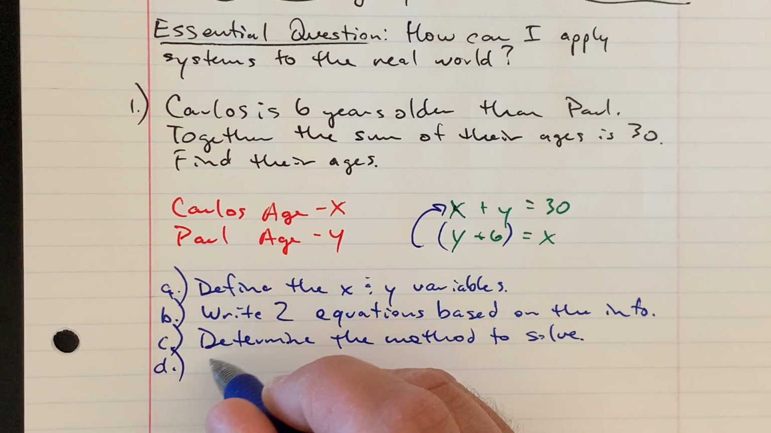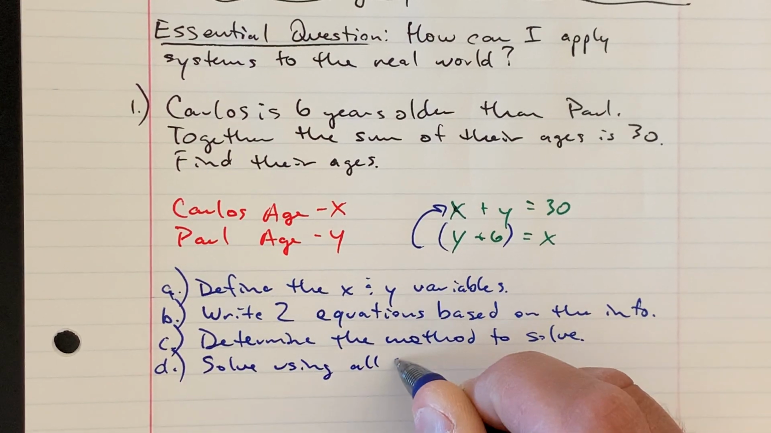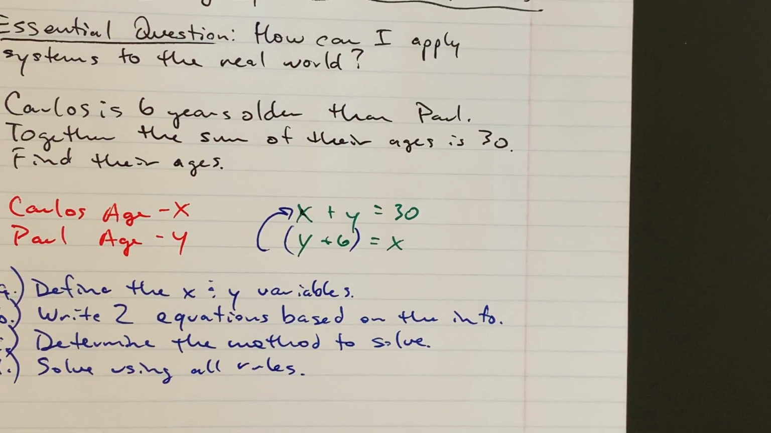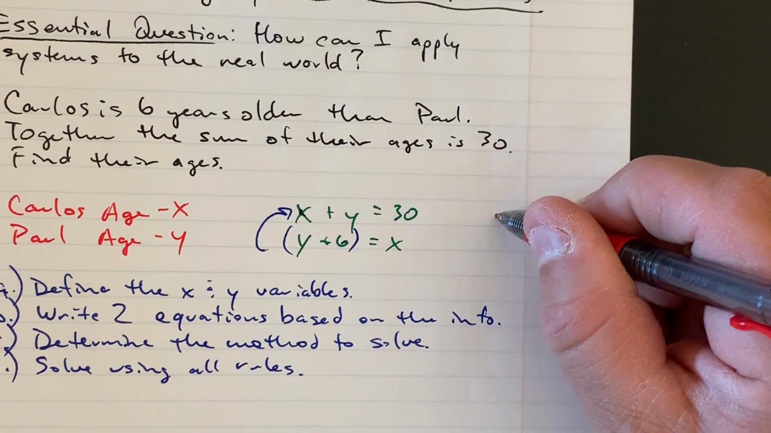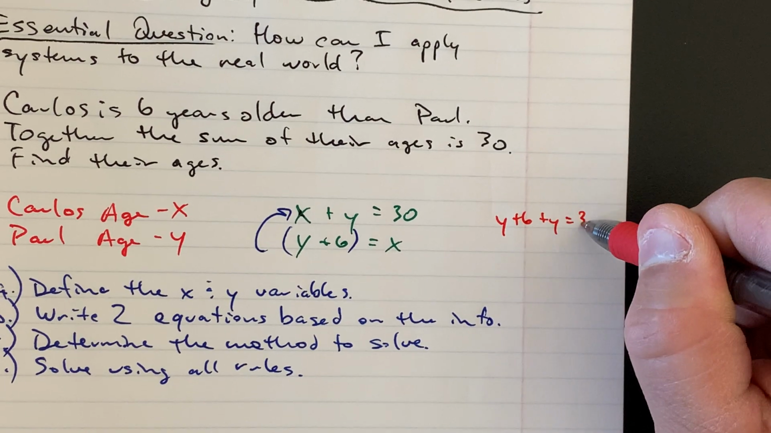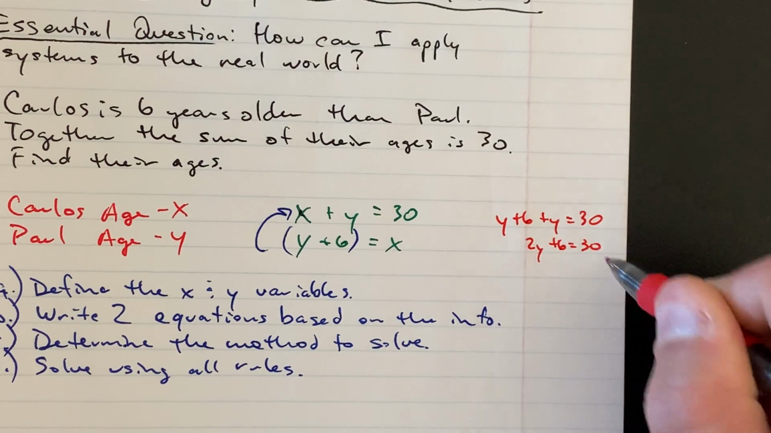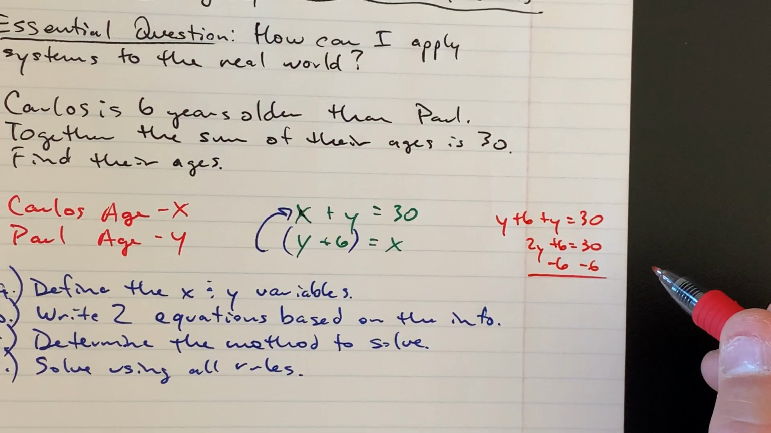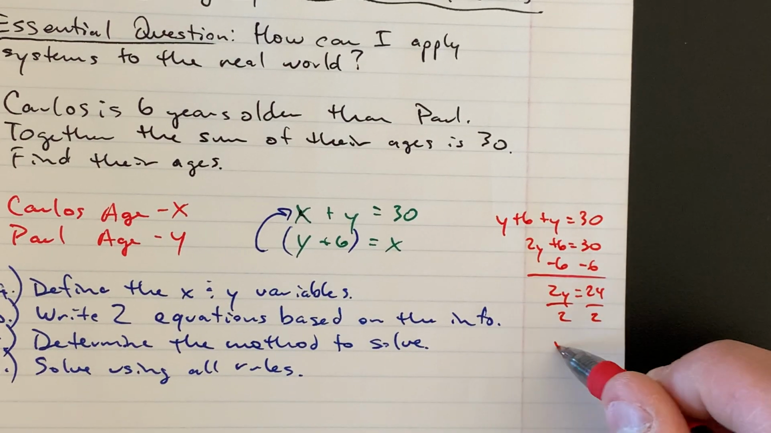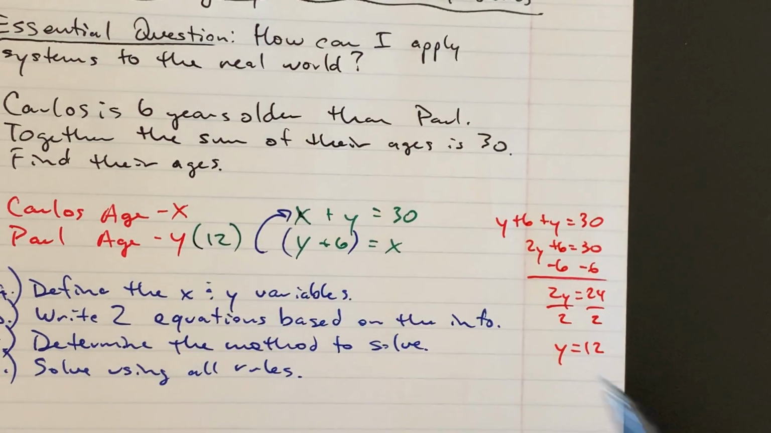Step D, let's solve using all our rules. So I'm going to plug that in, and this is going to give me y plus 6 plus y equals 30. Y and y is 2y, plus 6 equals 30. Subtract 6 on both sides, and I'm left with 2y equals 24. I divide by 2, and y equals 12. So that tells me Paul is 12 years old.